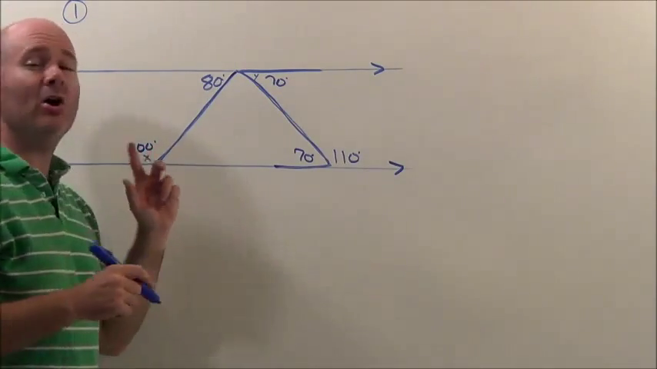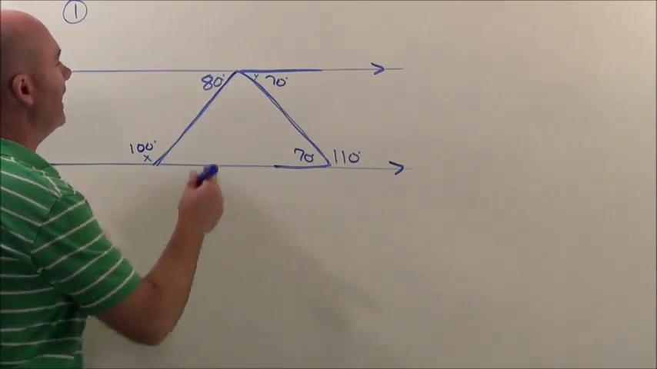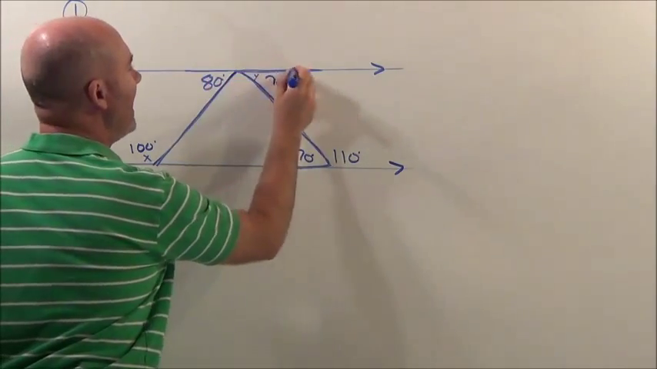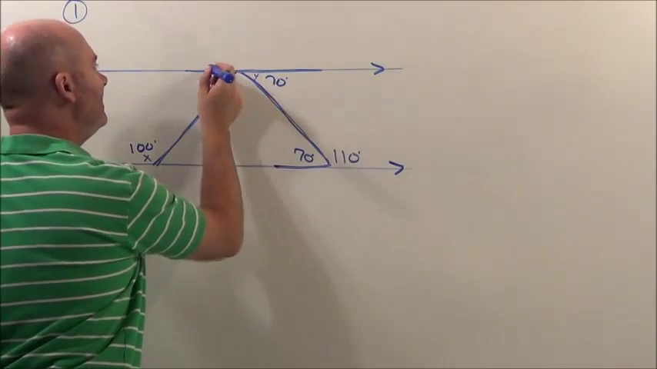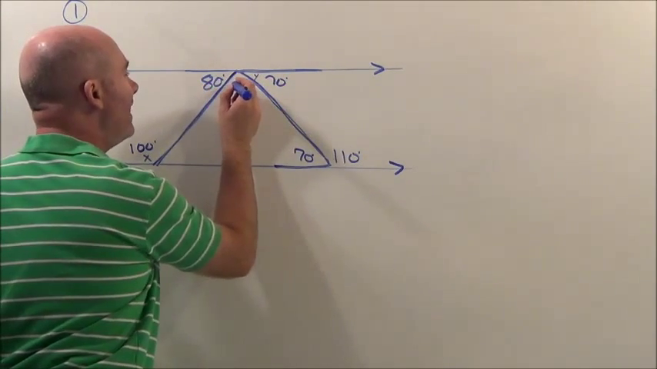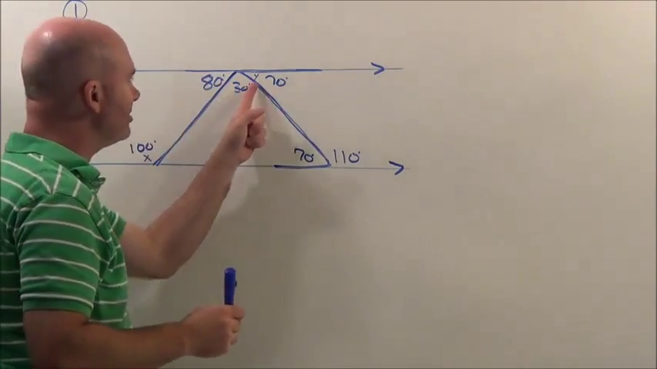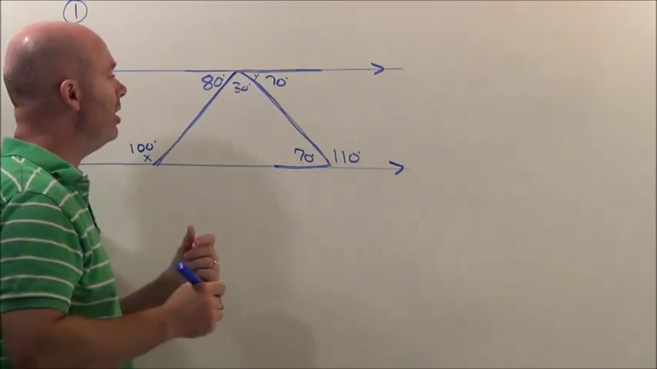Now let's say that I didn't know that 100. How else could I get this? Well, the other way is, this is a straight line right here. If that's 70, that's 80. Well, those add up to 150. This interior part right here, that guy's got to be 30, doesn't it? Because 80 plus 30 plus 70 adds up to 180.